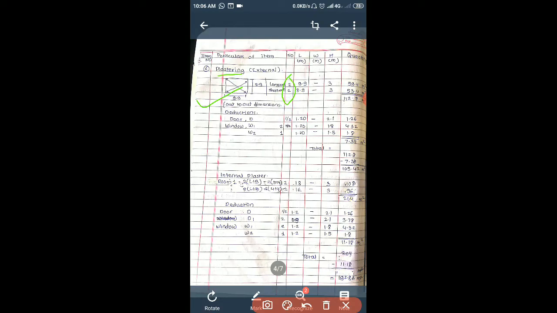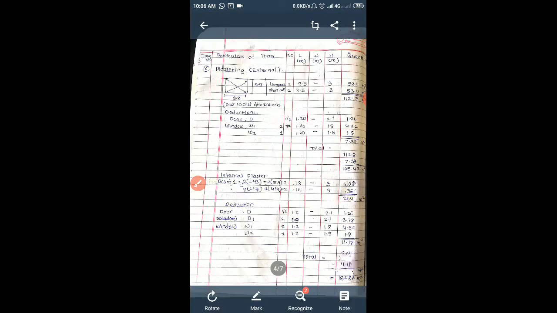Just see this diagram. There are 2 short walls and these 2 are the long walls. So here we have kept it 2.